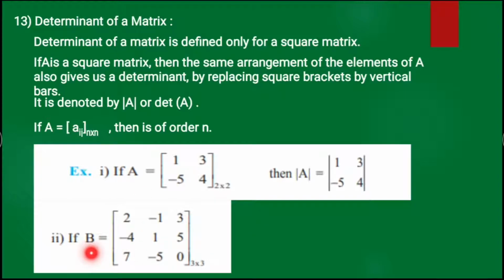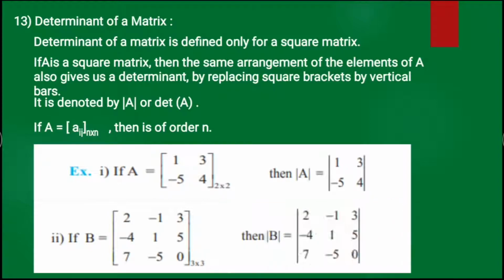Here we consider matrix B. So determinant of this matrix B, we write determinant of B equals to, we write elements of this square bracket in vertical bars, that is determinant of B. Then depending on determinant value, we say singular or non-singular matrix.